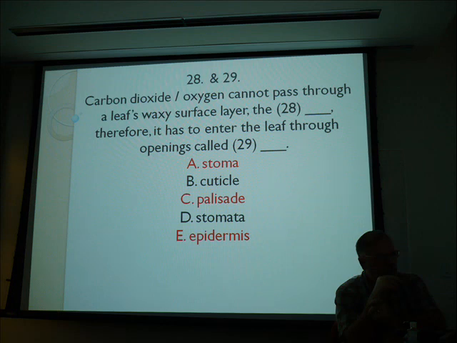CO2 cannot go in and out through the cuticle. Therefore, there have to be openings to enter a leaf. They're called stomata. Which one was it? Was it the A or was it D? D as in dog. It's D because you have an S on openings. Stomata, plural. So it's D. I said openings, I made it plural, and you're exactly right.